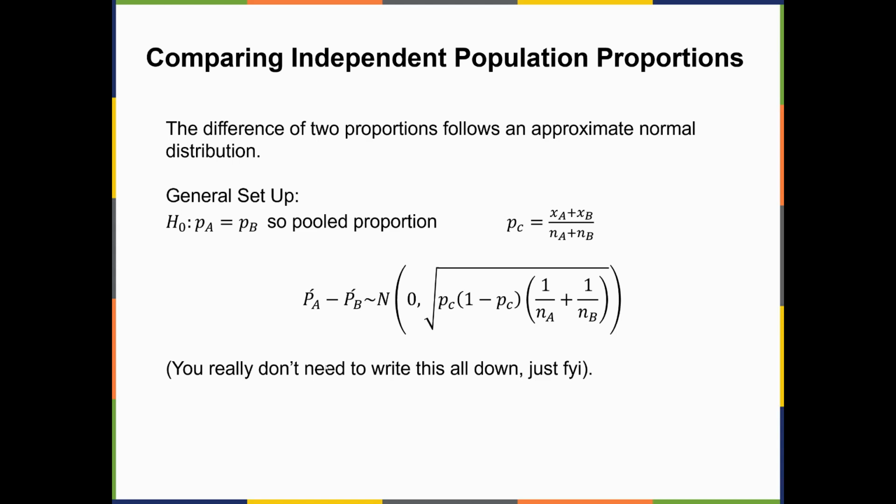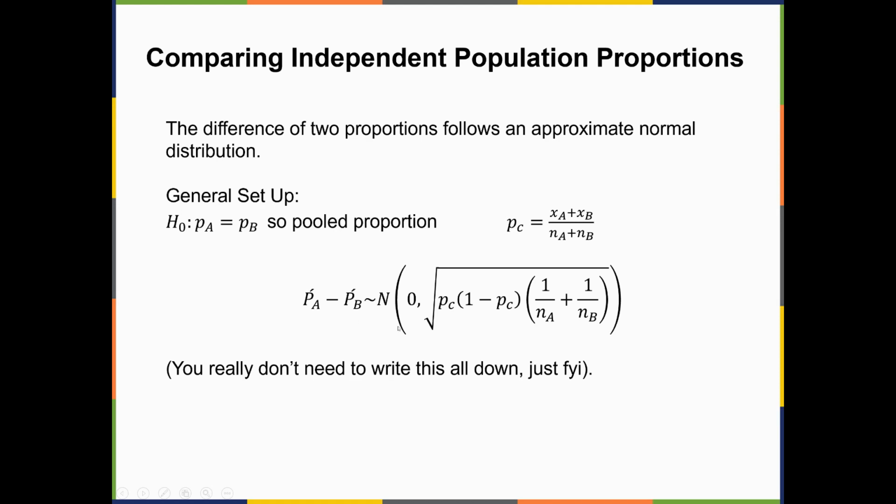So the general setup for these types of problems is that the null hypothesis is that the proportions are equal. Then we're going to set up a pooled proportion, which is sort of an average of the two, using this formula right here. Our pooled proportion, p sub c, is going to be equal to the number of successes in both groups divided by the number of trials in both groups. When we set it up this way, then our null hypothesis is that this population proportion follows the normal distribution.